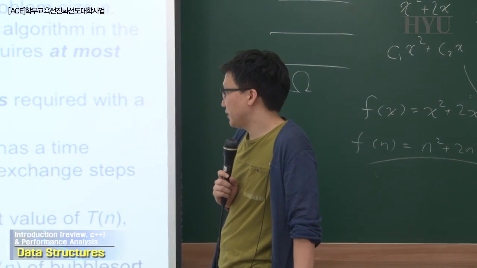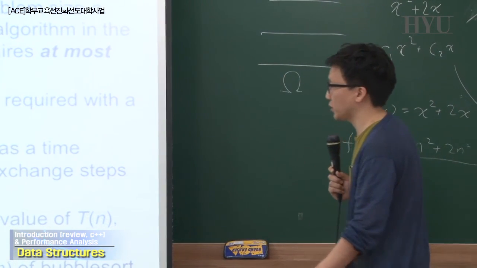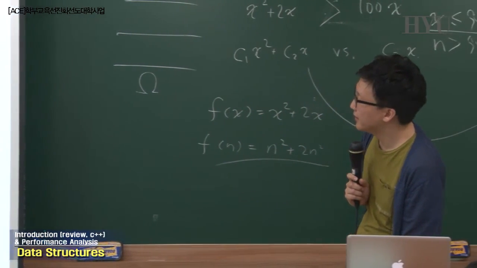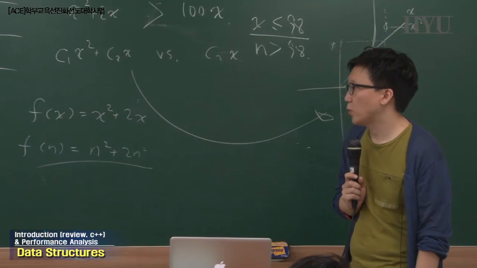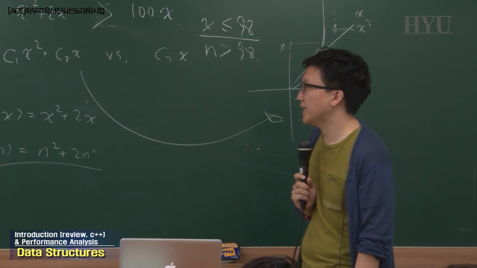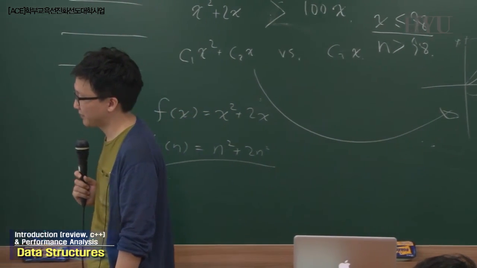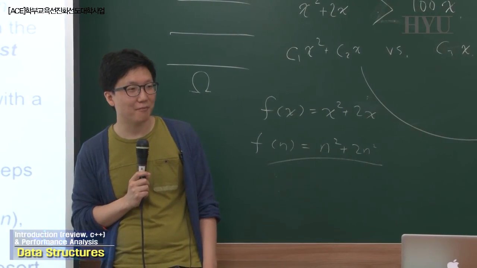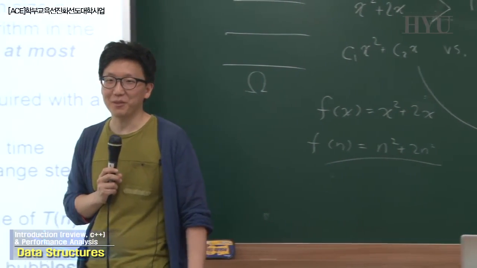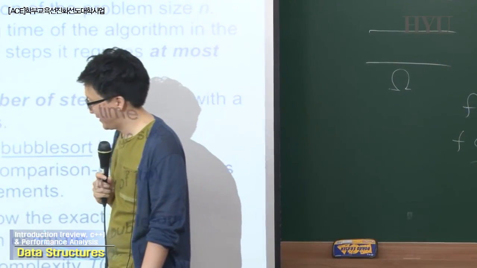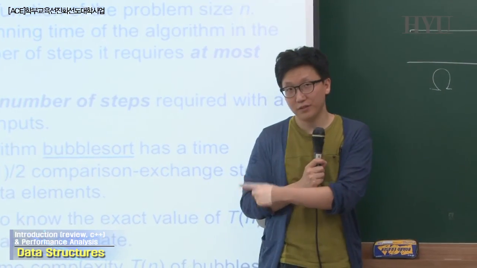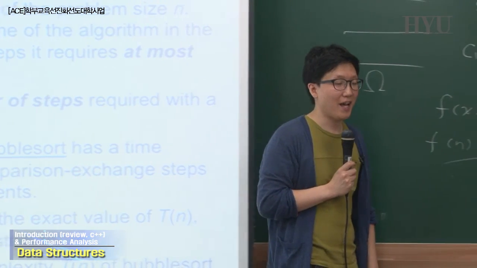Example, an upper bound of the time complexity T(n) of bubble sort is a function F(n) equal to n squared divided by 2. Since T(n) is bounded by F(n), T(n) is less than F(n) for all n's. What does that mean? What does that mean? Other values are smaller than the ones that we have.